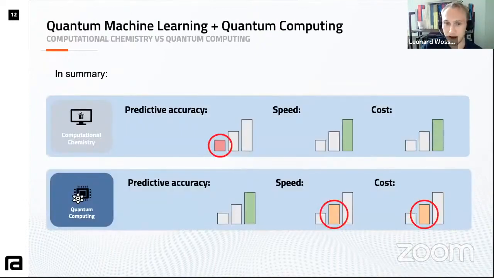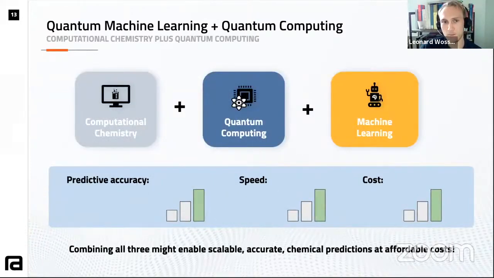So just in summary, if you look at the two different methods, for example traditional force fields, we know that they are extremely fast and extremely cheap. However, we also know that the predictive accuracy is typically quite low. On the other hand, if you look at quantum computing, again with this n to the power of 3 scaling, which is, I think, the state of the art currently and the best known result, the predictive accuracy is extremely high. However, the speed and the cost are still too high for industrial applications.